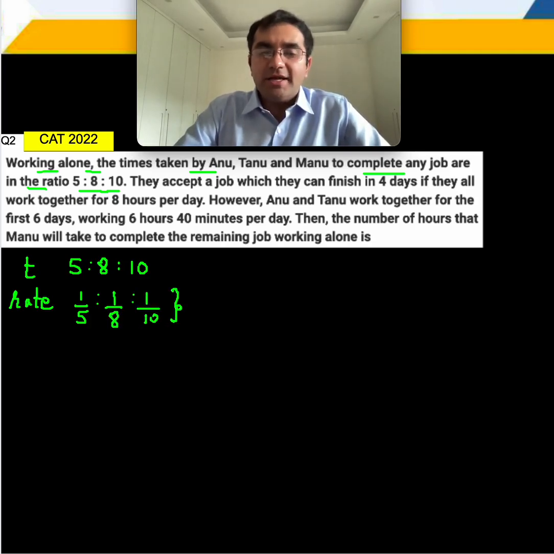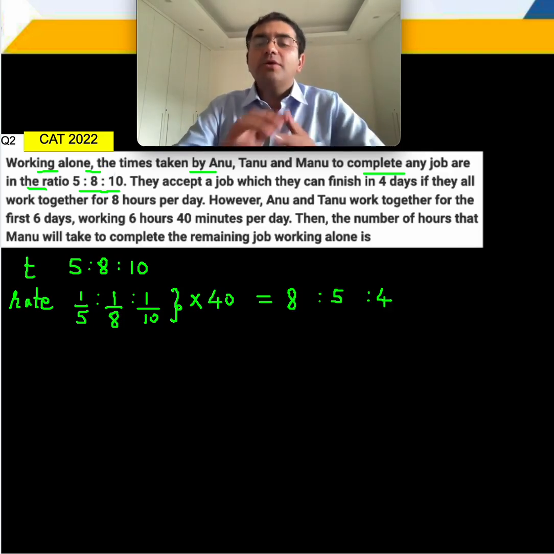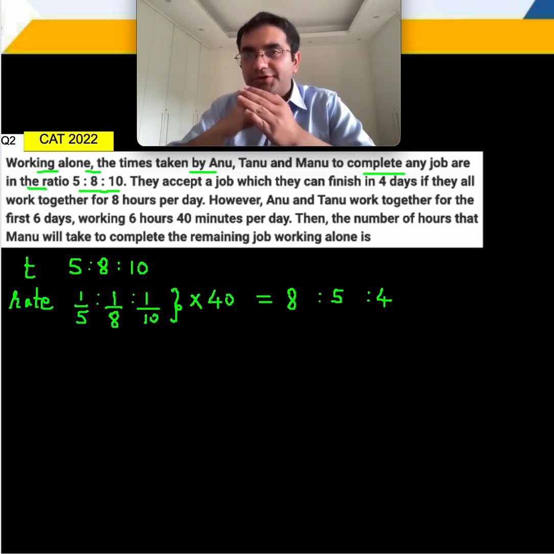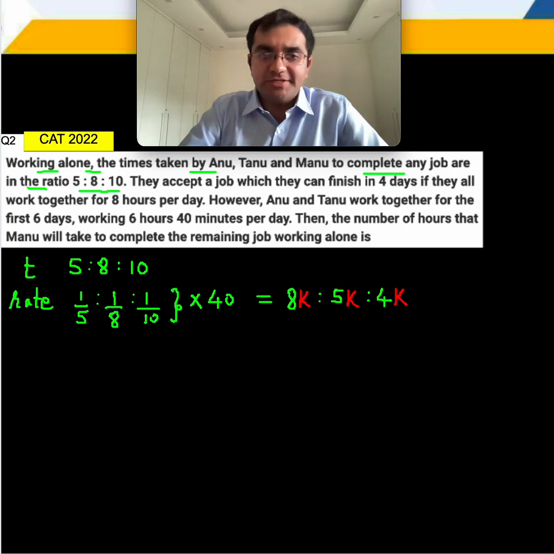Now let us multiply this by the LCM of 5, 8, 10, that's 40. Multiply by 40, you get 40 upon 5 is 8, 40 upon 8 is 5, and 40 upon 10 is 4. ये हो गया ratio of the efficiencies or the rates, and that's what I wanted. Ratio के साथ K लगा देंगे. I'll now use these values for my solving.